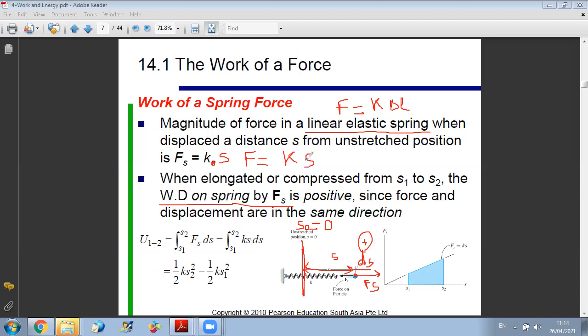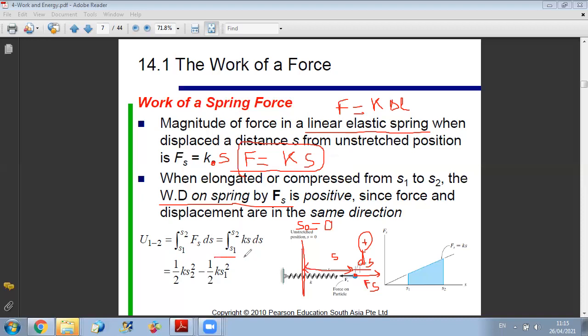When S is positive, it's a stretching, so F is positive. And when S is negative, it's a compressive force, and the sign of F will automatically change to be towards the left. So this expression represents, in both cases of tension and compression, the force done on the spring. Now if you want to determine the work done on the spring, since this force is not constant, it's a function of S, then you should perform integration, because it's a variable force.